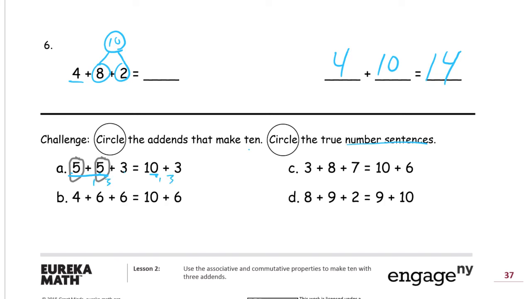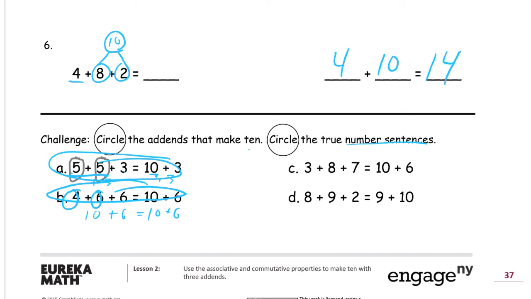So 13 equals 13. All right, so 4 and 6 add together to make 10. So this is 10 plus 6, and this equals 10 plus 6. Okay, so that's a true number sentence. This one also was a true number sentence.